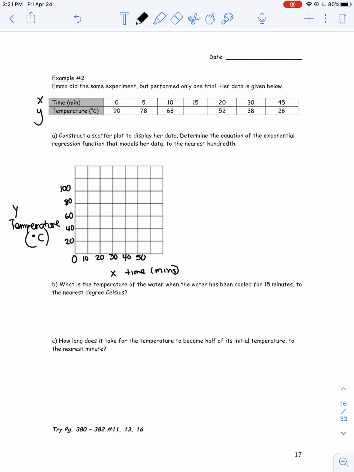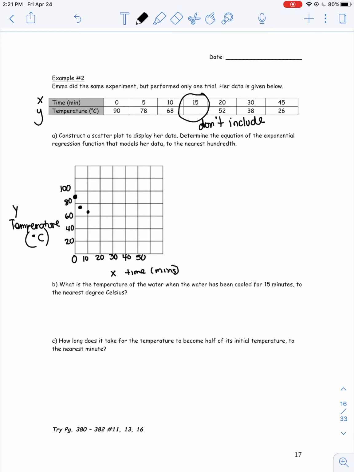So at 0 time, we know that the temperature is going to be 90 degrees Celsius. So I'm going to put that right here. At 5 minutes, we're going to be at 78. At 10, we're going to be at 68. At 15, we don't have a y coordinate, so we don't put that in. So we do not include this.